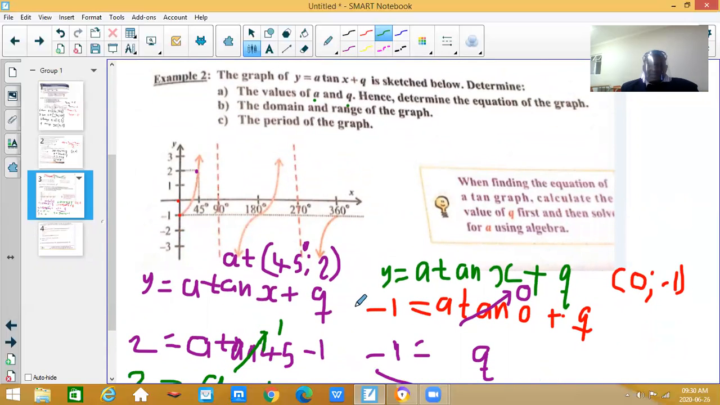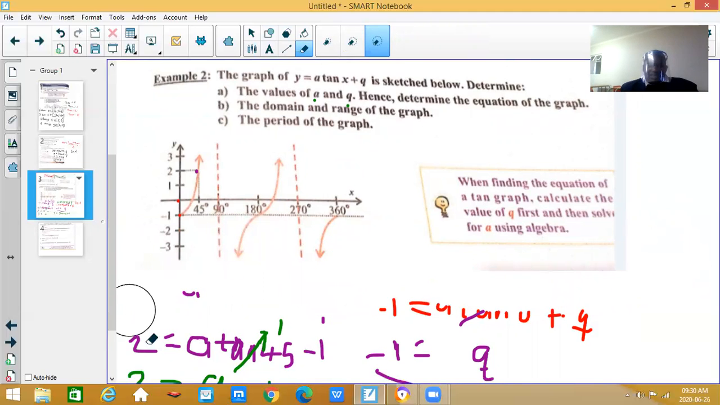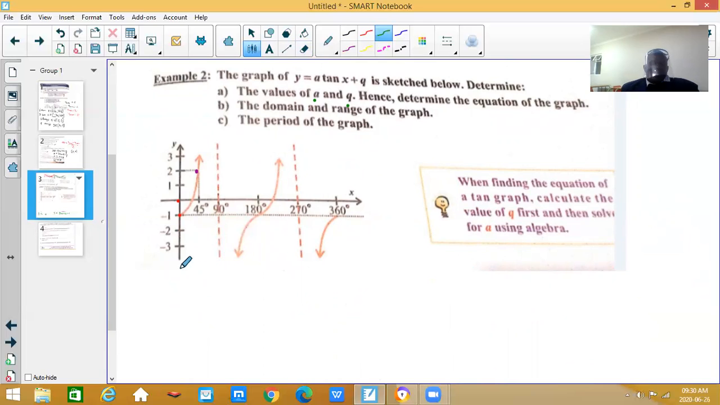Now on this one, let me erase this part so that we create space for ourselves here. You'd remember that when we're talking of the domain, these are the values of x.